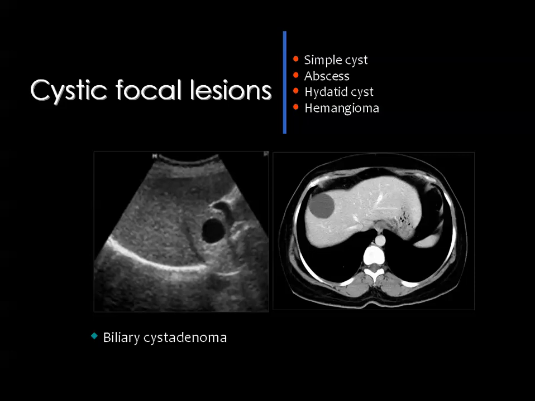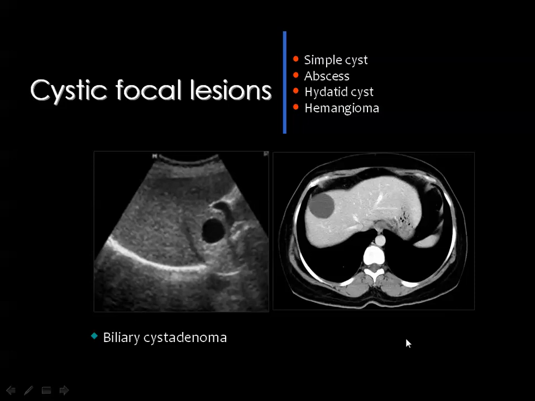Actually, we have 4 possibilities for cystic lesions and 4 possibilities for solid lesions. The 4 cystic possibilities are the simple hepatic cyst, the abscess, the hydatid cyst, and the hemangioma. Sometimes you feel that the hemangioma is not actually a cystic lesion, but it will appear on CT and MRI as if being cystic. Then it is included in this category based on its appearance on images.